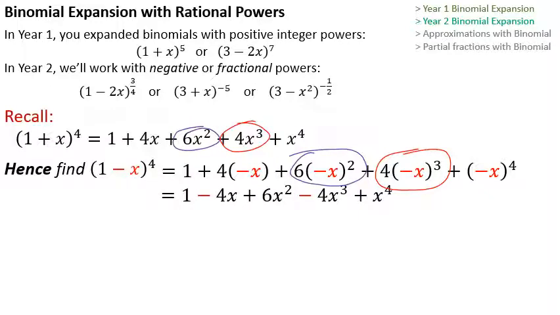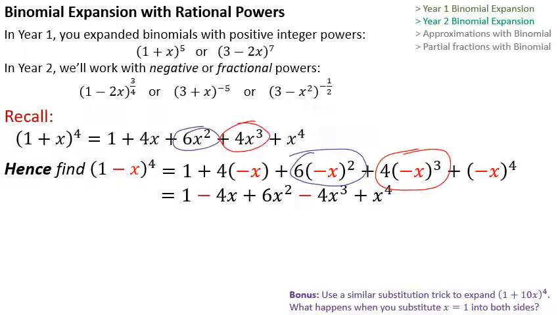So we should get something like this. The negatives appear in the minus 4x term and the minus 4x cubed term, but the other three terms are the same sign as they were before. But you'll probably agree that's a much quicker process than going through the binomial expansion formula all over again for a very similar question. You might want to have a practice of this for yourself.